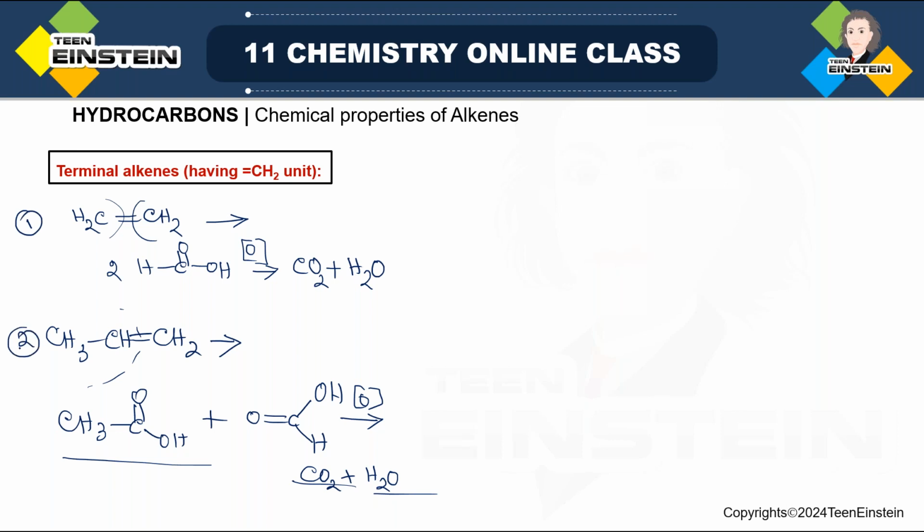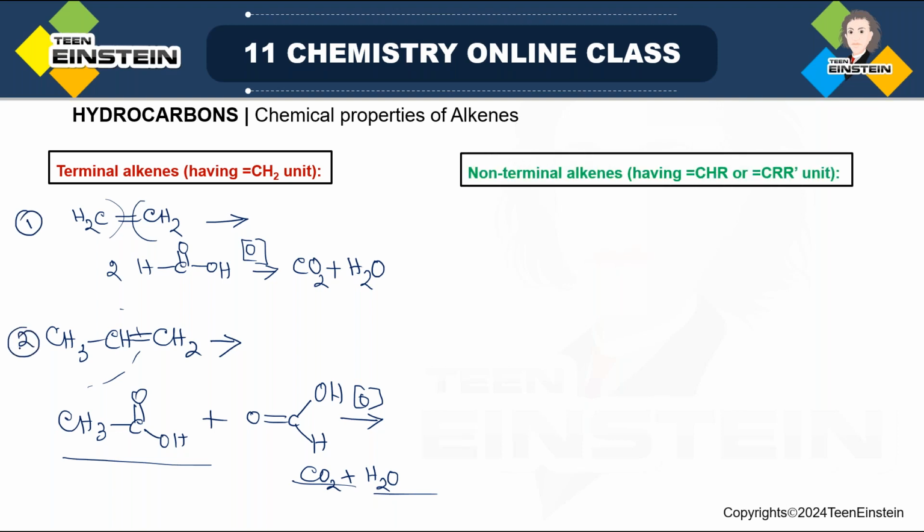Number 1, number 2. When it is non-terminal alkene, now if we take an example, suppose we have 2-butene. You are using hot KMnO4, whether it is acidic or basic, both possibilities are there. Now both sides you have similar type of groups, so you will get 2 molecules of acetic acid.